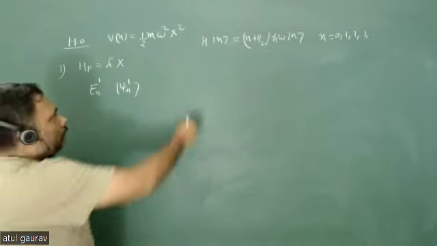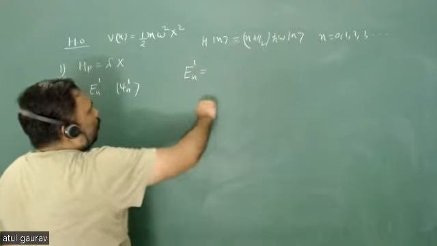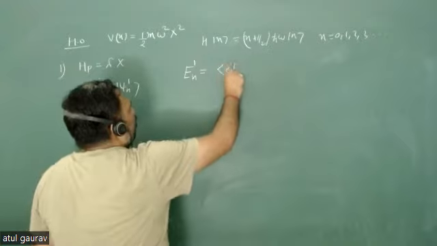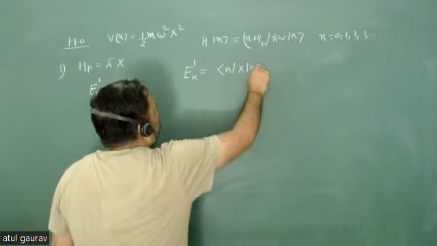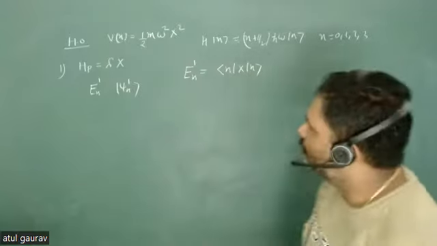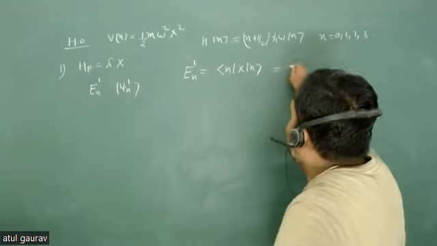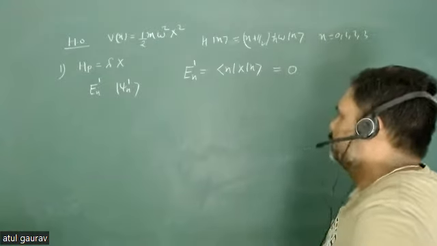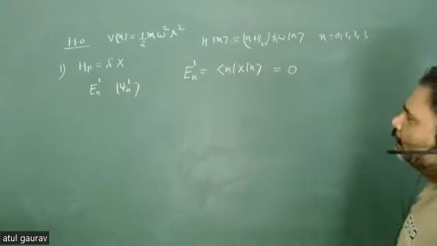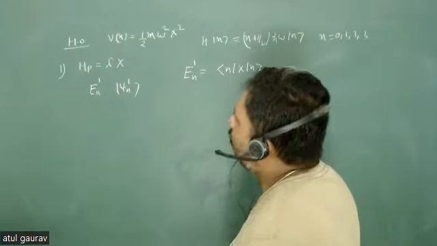So now what we have to do? We have to calculate E_n^1. So that value is equal to <n|x|n>. What is this thing? That is nothing but the expectation value of x. It is 0, exactly. So there is not any change in the ground state. Sorry, in first order perturbation. So let's go for psi_n^1.